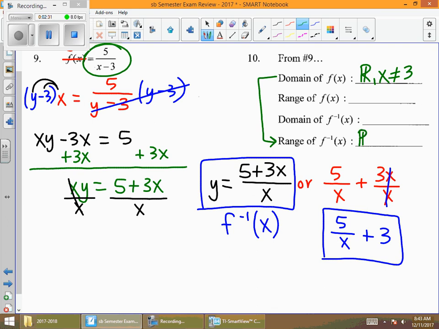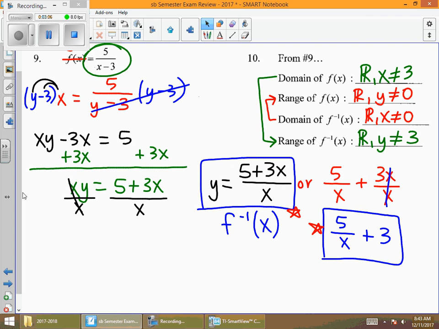Same thing for your range, but y would not be able to equal 3. Can't really tell the range of your original without graphing it. However, we can tell the domain of the inverse by looking at the equation. So if we look down here at either one of these, since x is in the denominator, the one thing that your domain could not equal would be 0. So that will be your domain of your inverse, which means your range of your original would be everything except for y not equal to 0.